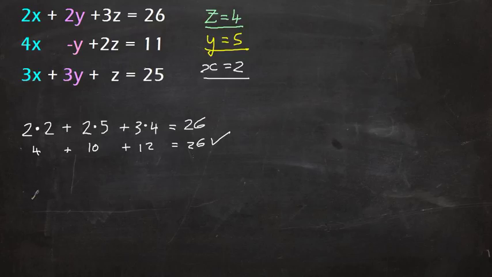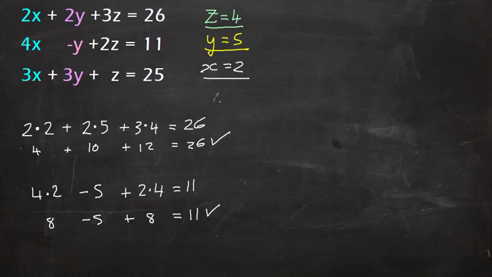Suppose we could do the next two, if you like. 4x is 4 times 2, minus y is minus 5, plus 2 lots of z is plus 2 lots of 4. That gives us 8, take away 5, plus 8, gives us 16, take away 5, is 11. And it said it was meant to be 11, so that works as well.